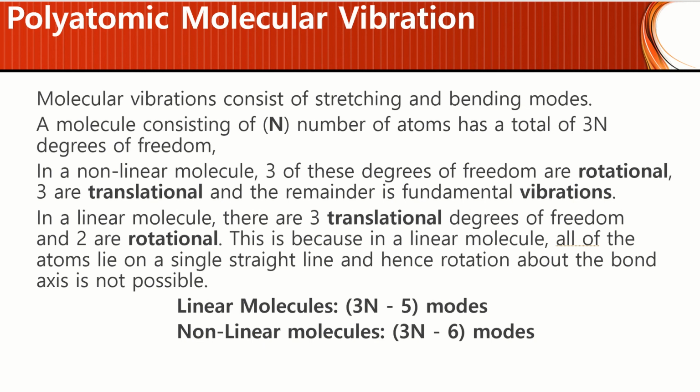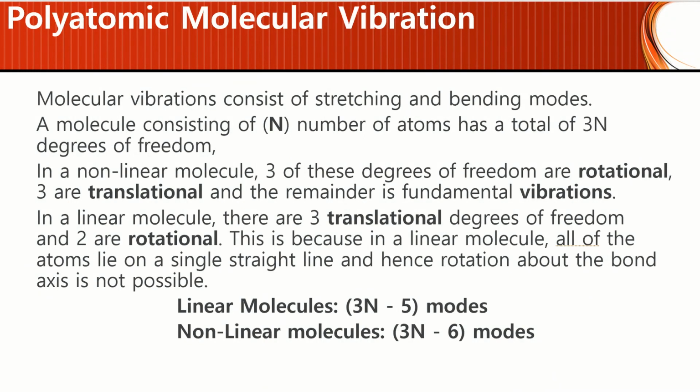In a linear molecule, there are 3 translational degrees of freedom and 2 rotational. This is because in a linear molecule, all the atoms lie in a single straight line, and hence a rotation about the bond axis is not possible. So for linear molecules, for vibration, we therefore have 3n minus 5 modes. And for nonlinear, as we saw previously, 3n minus 6 modes, right?